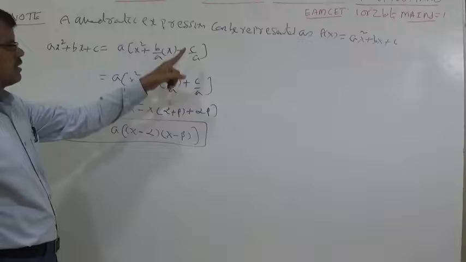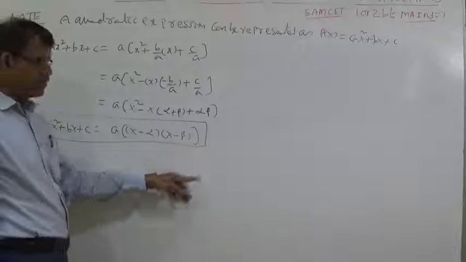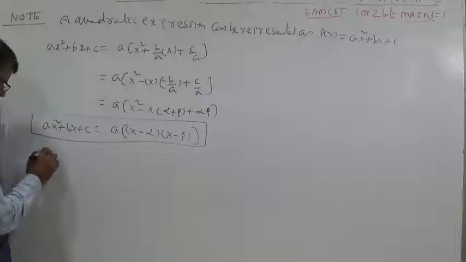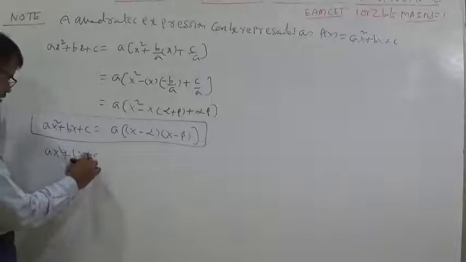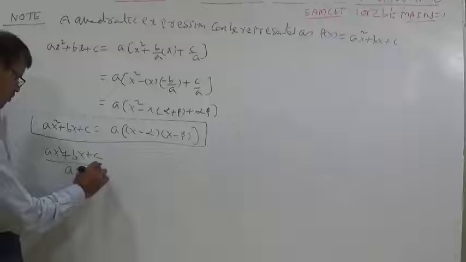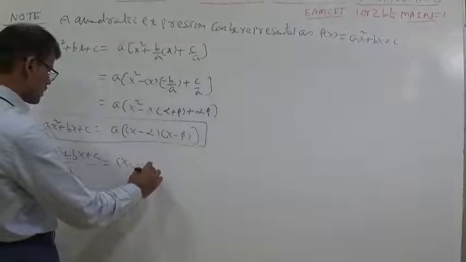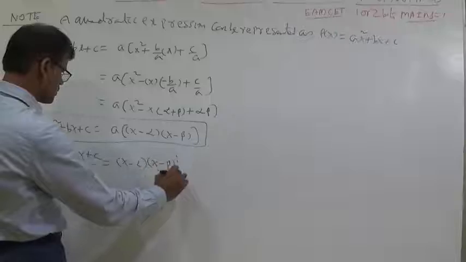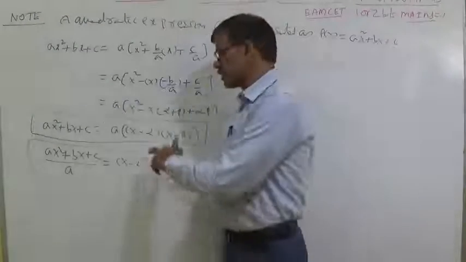Quadratic expression can be represented as ax square plus bx plus c is equal to a into (x minus alpha) into (x minus beta). Or sometimes we may get it like this: (ax square plus bx plus c) by a is equal to (x minus alpha) into (x minus beta). To prove some theorems we can write like this.